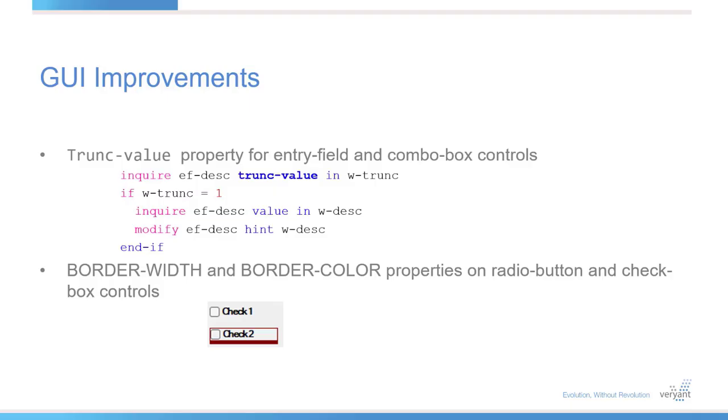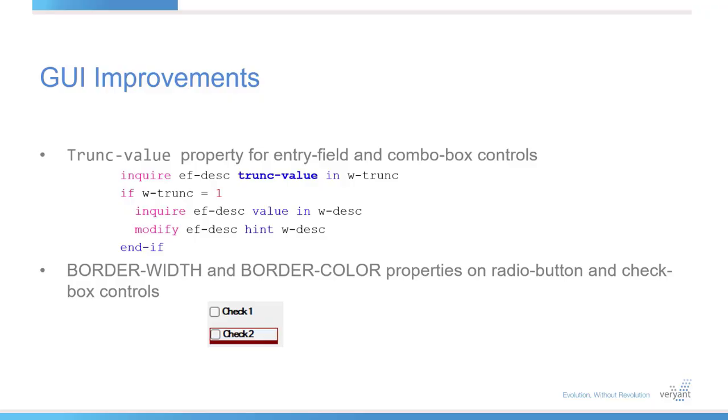You can use the inquire verb with entry fields and combo box controls to get the trunc-value property. This tells you whether the content displayed on the screen has been truncated because it's too large for the control's width. Now, once you know that it's truncated, you have some options.